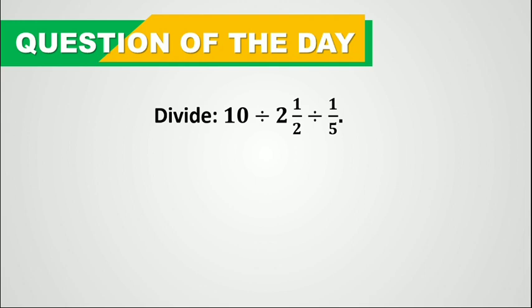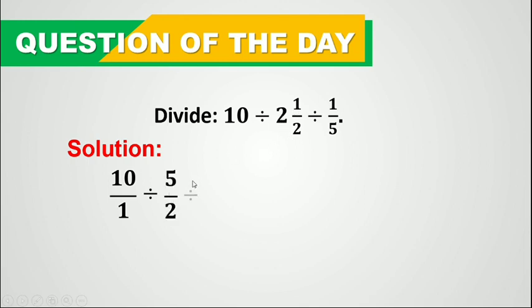So let's go back to the question of the day. Let's divide 10 by 2 and 1/2 and 1/5. In solving this, let's do this first. We are going to rewrite 10 into fractional form. So 10 over 1, and then divided by this, we're going to change this first to an improper fraction. So 2 times 2, that's 4, plus 1, that's 5/2, and then divided by 1/5.